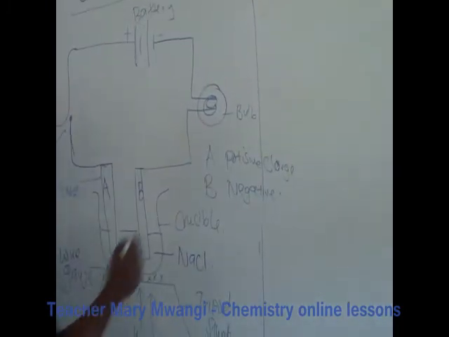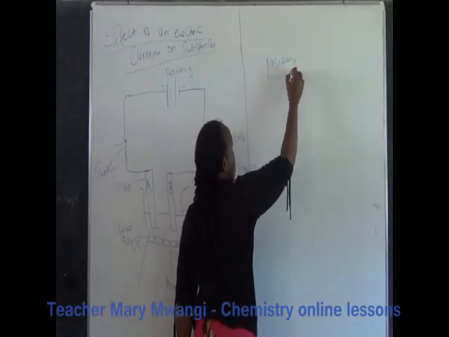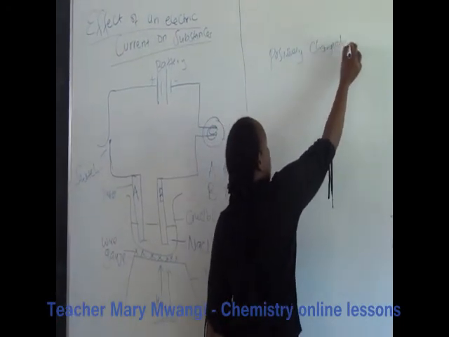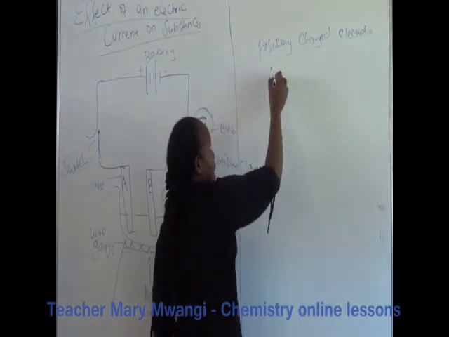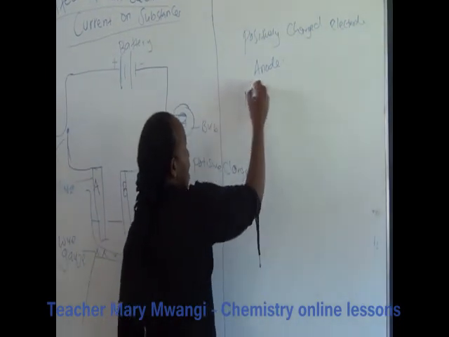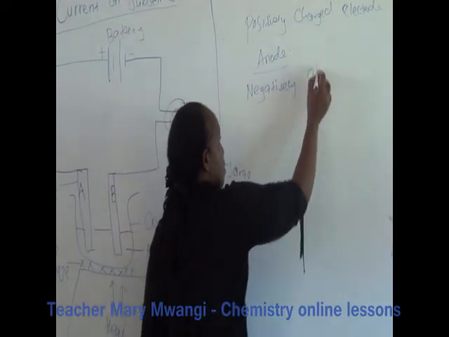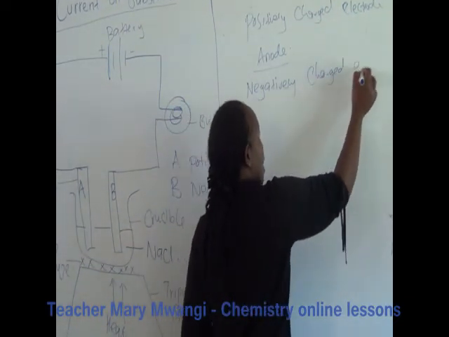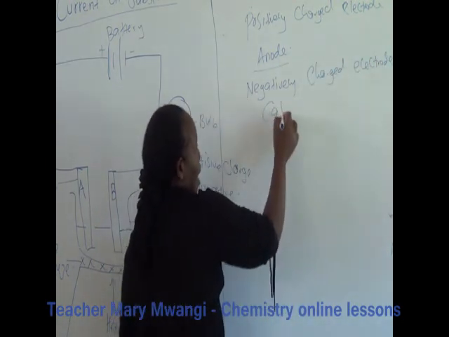Now, the rod that is positively charged, the positively charged electrode, is referred to as the anode, and the negatively charged electrode is referred to as the cathode.